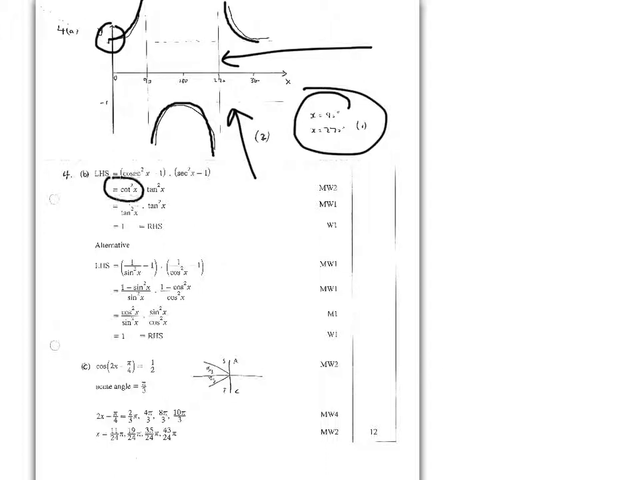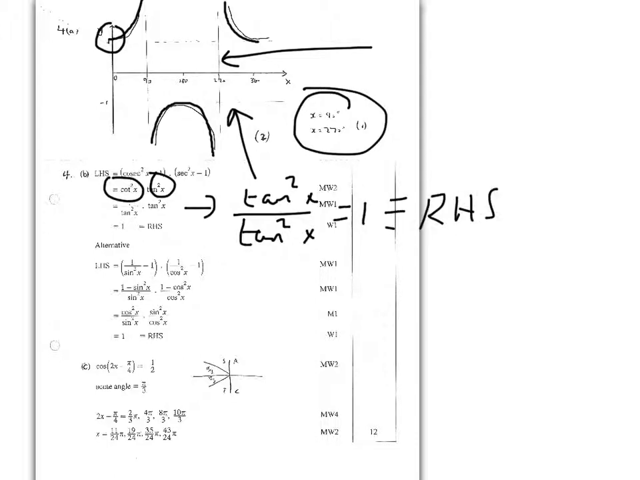Identity was done pretty well. Most of you discovered that cosec squared minus 1 was cot squared and sec squared x minus 1 was tan squared. From here, really what you're saying then is that it's tan squared x divided by tan squared x, which is 1, and then obviously the right hand side. Could have been done with, as you can see here, the sin squared over cos squared, but the above way was a bit easier.